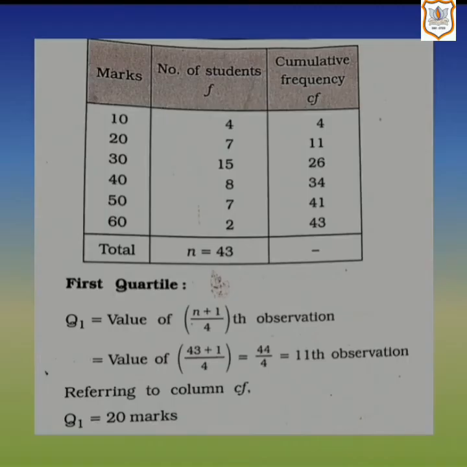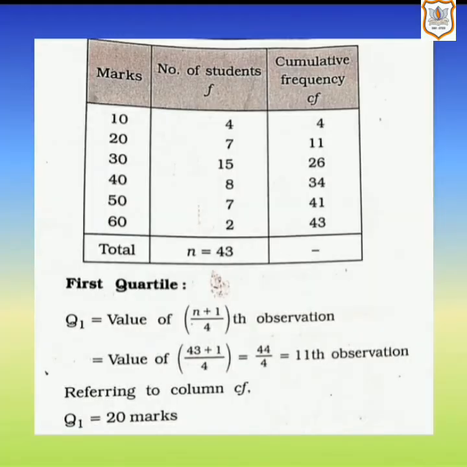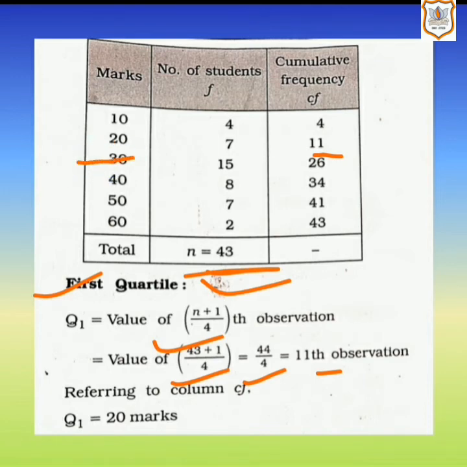Now as we have to find QD, first we have to find Q3 and Q1. So first we are taking out Q1, and the formula for Q1 for discrete data will be n plus 1 divided by 4th observation. Here n is 43. So 43 plus 1 divided by 4 gives you 44 upon 4, that gives you the 11th observation. So in the column of cumulative frequency, you have to see where 11 lies. 11 is here. And in front of that, the variable or the observation is 20. So your Q1 will be 20.